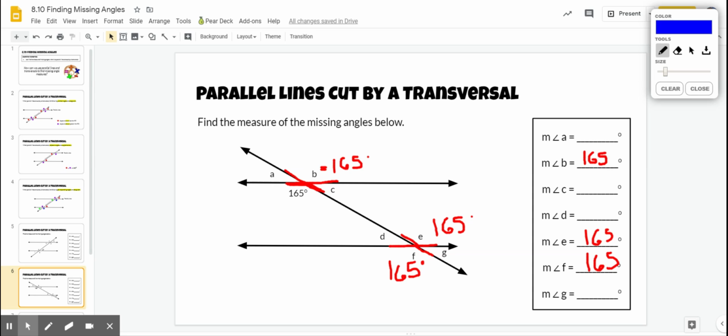Okay, so now the last thing that we need to do is figure out these last sets of angles here. So how could I use the 165? Well, I need to look for angles that are supplementary, and I can pick any set that I want. So I'm just going to, for the heck of it, pick angles B and C because those are supplementary.